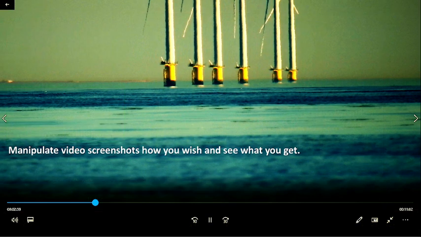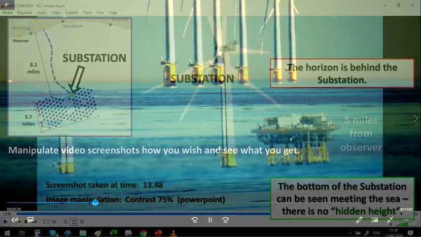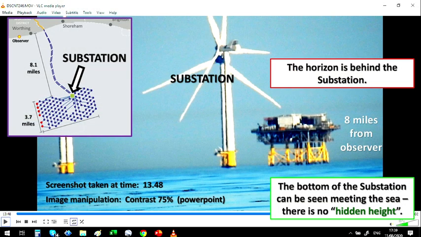Manipulate video screenshots how you wish and see what you get. The horizon is behind the substation, 8 miles from the observer. The bottom of the substation can be seen meeting the sea. There is no hidden height. Screenshot taken at time 13:48, image manipulation contrast 75%.